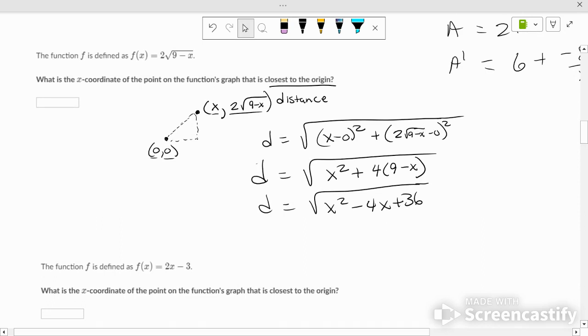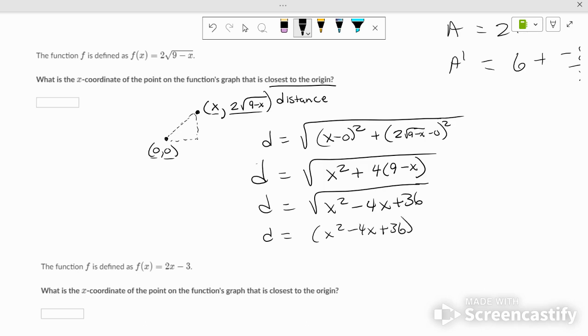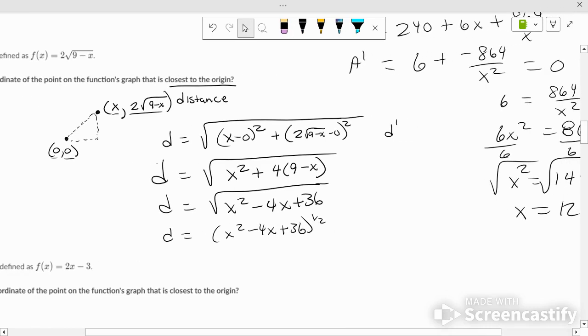Closest is minimum, right? So to find the minimum, we have to do the first derivative of this bad boy. So my distance is x squared minus 4x plus 36 to the 1/2 power. So the first derivative is, not enough room. Let's go over here. First derivative is 1/2 times this to the negative 1/2 power times the first derivative of the inside.